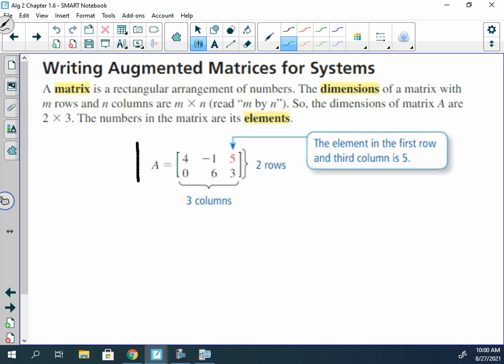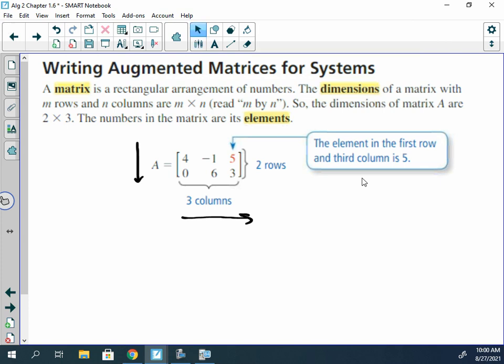So rows by columns. If we look at this here, matrix A is a 2 by 3, and each element is the number in the matrix. Each one of these numbers here is an element. Each one signifies its own element. Now, 0 is considered an element, so just because it is a matrix of all zeros doesn't mean the matrix is 0. It's just a 0 matrix.